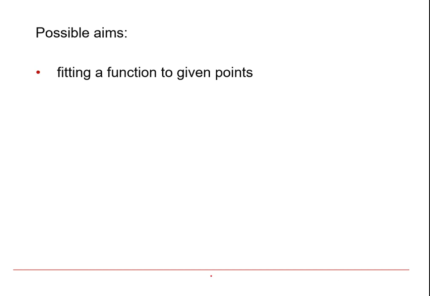Now suppose, for example, that we've conducted a scientific experiment and we've got some data points and we're interested in plotting a function to those points, and also it may be the case that we're interested in finding out what the value of the function is at some value of x in between the values for our points. So that would be described as interpolation.